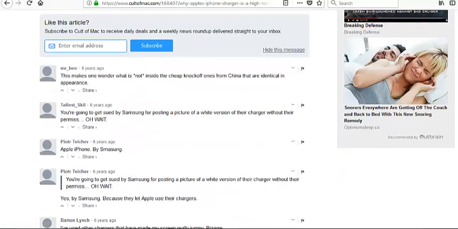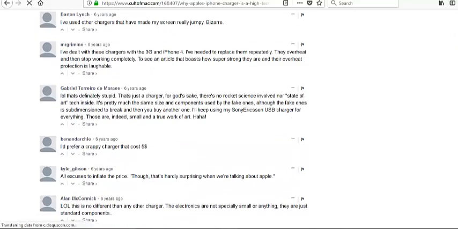Then you've got these guys' comments. What did they say? Says, that's just a charger for God's sake. There's no rocket science involved or state-of-the-art tech. It's pretty much the same size, blah, blah, blah. So yeah, it's interesting hearing people's comments about the whole thing. But anyway, that's how it works.